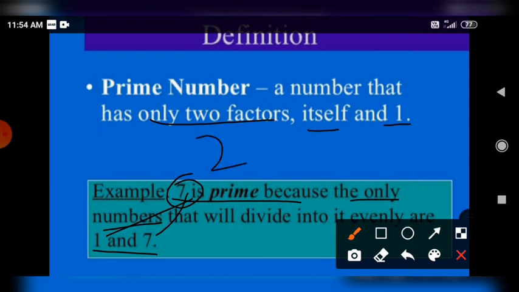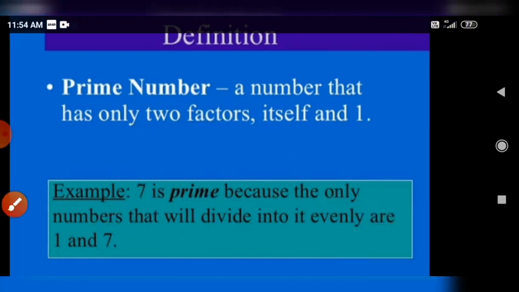2 is also a prime number: 1 table and 2 table. 3 is a prime number: only 1 table and 3 table. Let us take 4. 4 is in which tables? 1 table, 2 table, 4 table. More than 2 factors means it is called a composite number.